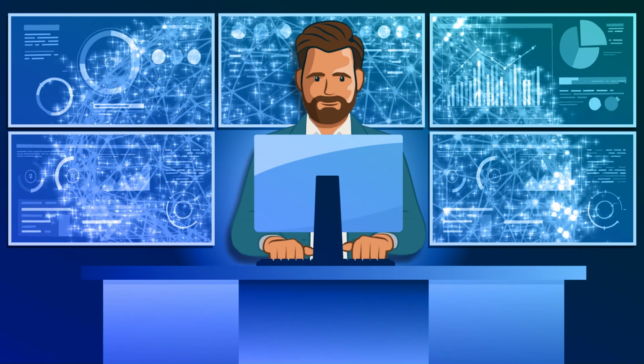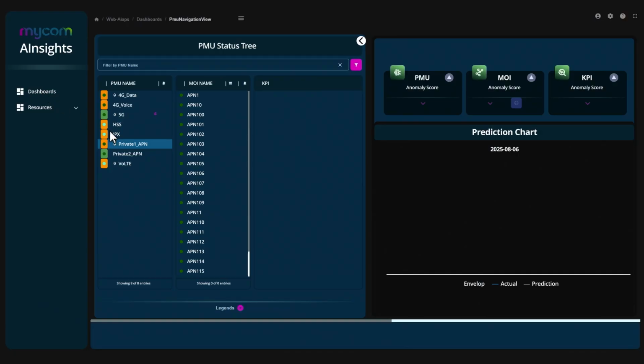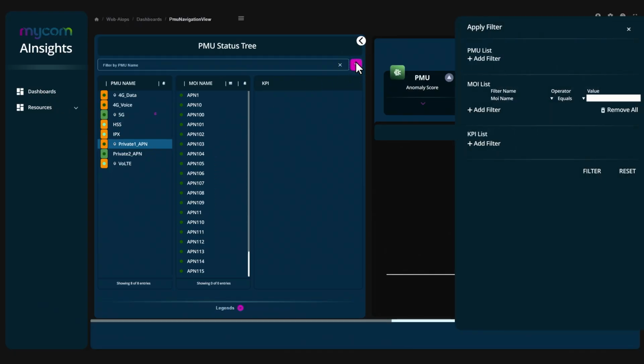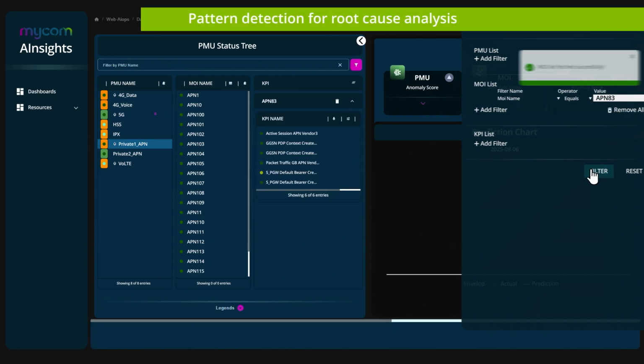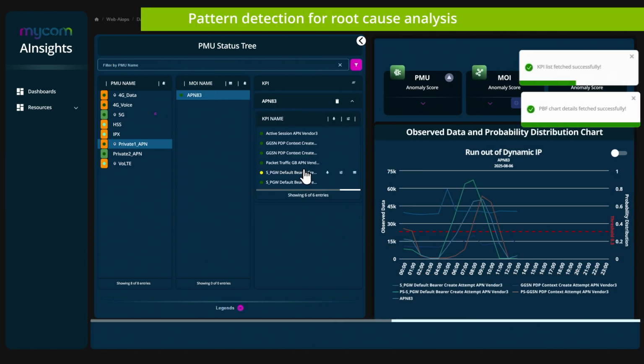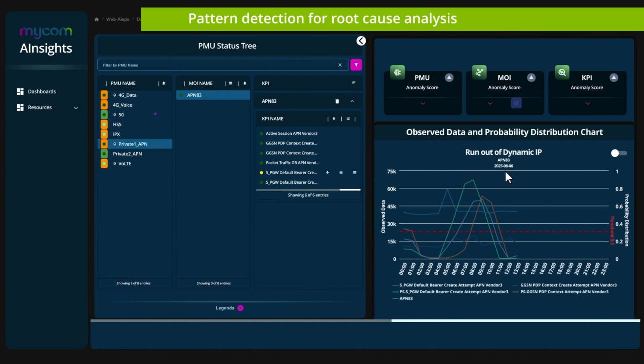Now, let's look at the PBF alarm. With a single click, I see the list of MOIs. I filter for APN 83 to open its PBF graph. This chart contains multiple plots, one for each of the two KPIs included in this PBF. Each graph shows observed network data for that KPI, and AInsights generates a probability distribution chart for each KPI, along with an aggregated probability distribution at the MOI level.